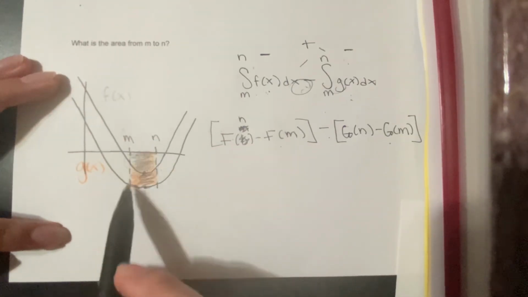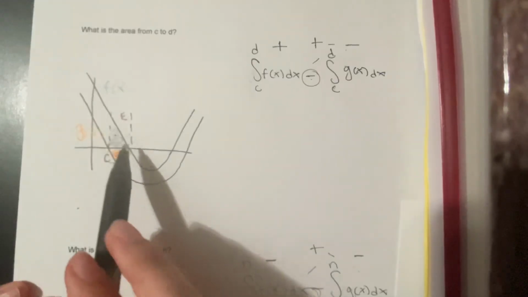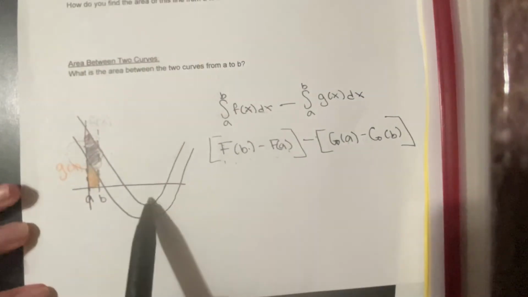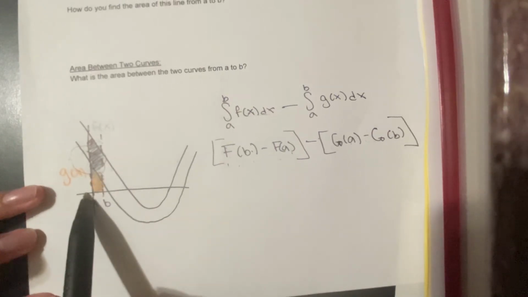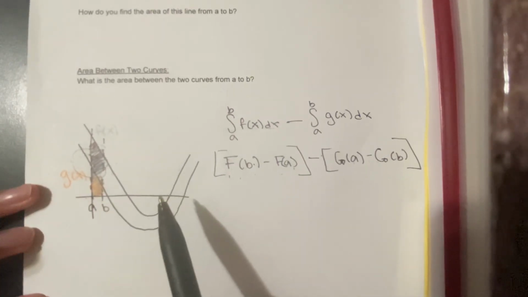And we have just run through three scenarios. One where both of the areas are positive, one where one area is positive and the other area is negative, and the last where both areas are negative. And this is how you find the area between two curves.